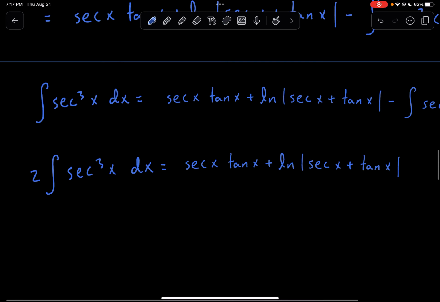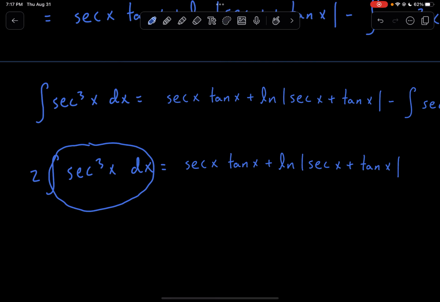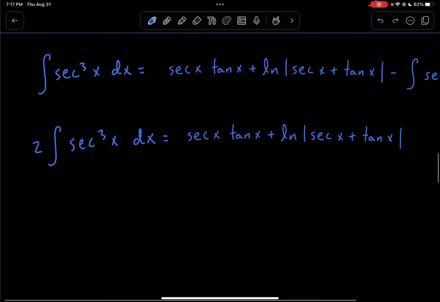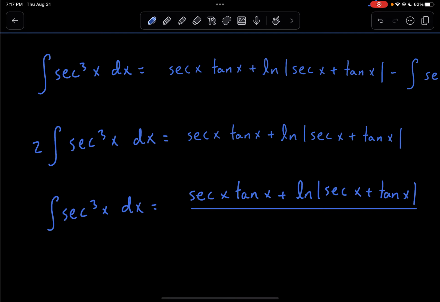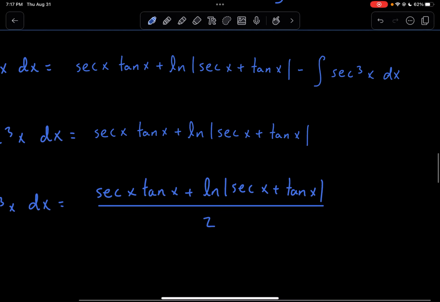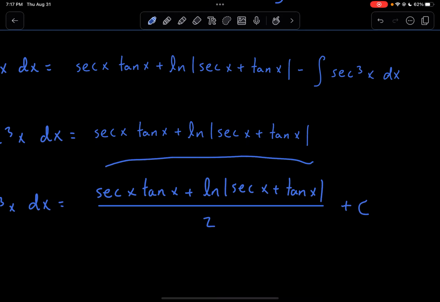And so if we just want to solve for this integral, all we have to do from here is divide by 2. So that ends up being that the integral of secant cubed x dx is secant x tangent x plus ln absolute value of secant x plus tangent x, all over 2, plus c. And that is how you find the integral of secant cubed x.